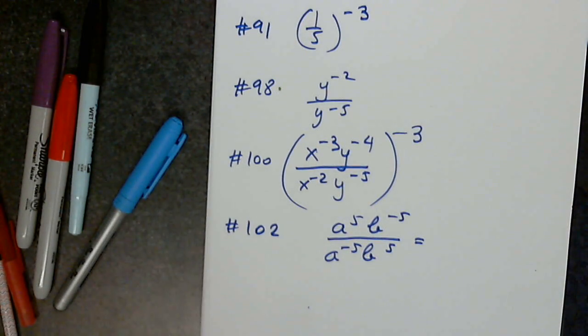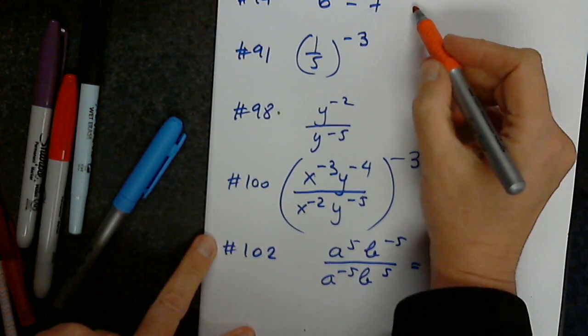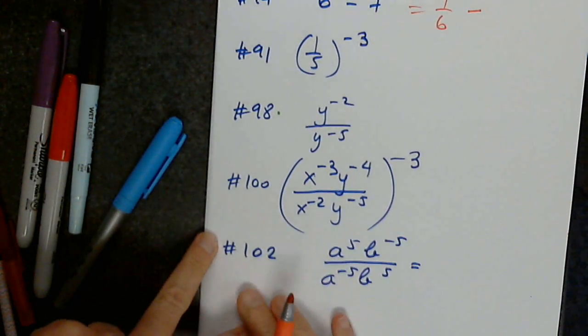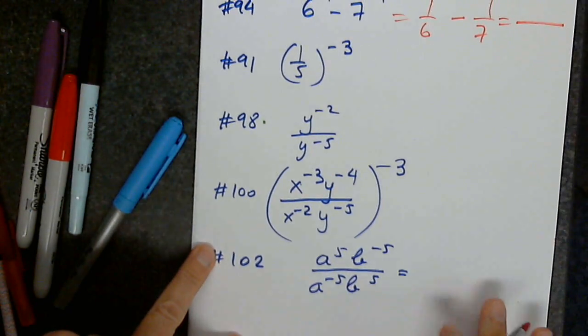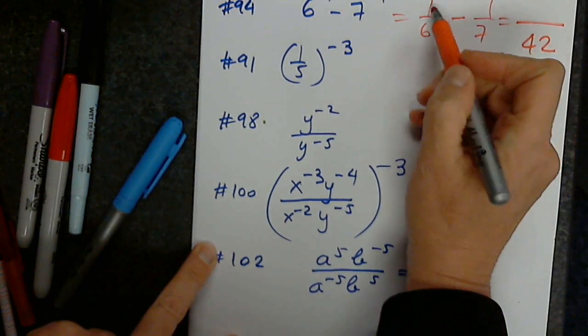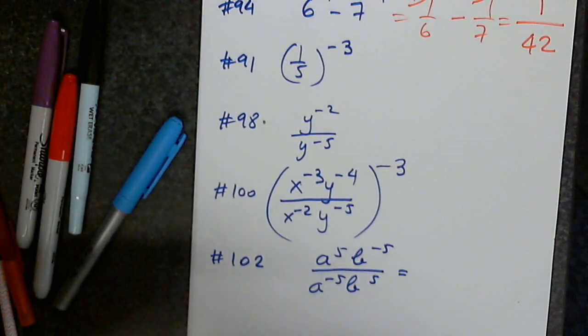Let's work on 94, please. What will you tell me to write? 1/6 minus 1/7. Very good. What is the least common denominator? 42. 7 minus 6 equals 1 here.